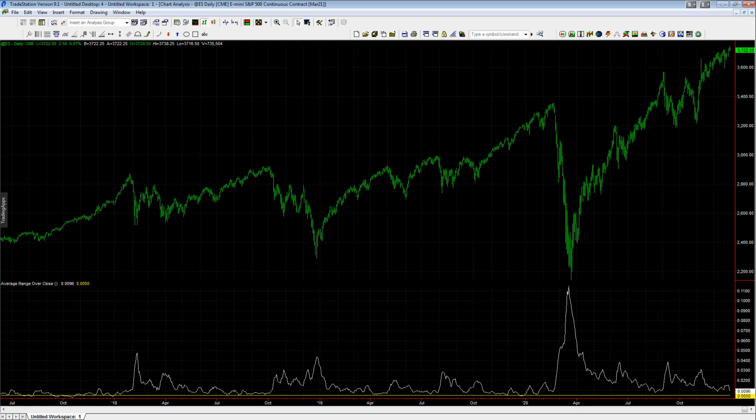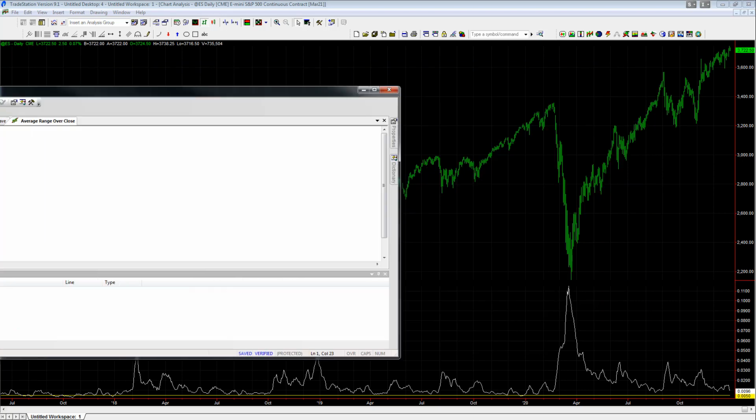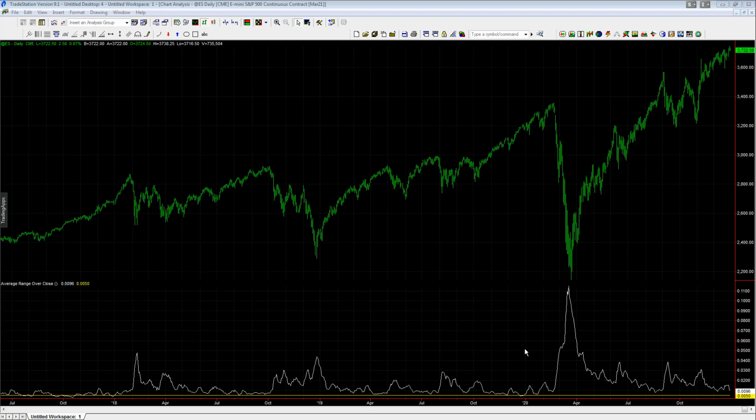I'll show you what the EasyLanguage looks like. Here is the EasyLanguage. Plot 1, average of high minus low the last 5 years divided by the close. And then plot 2 is 0.005. And that is a simple EasyLanguage to get this plot on your side. You can also take a look at it on weekly and monthly charts. Interesting analysis to see these range and volatility and directional patterns related to range.